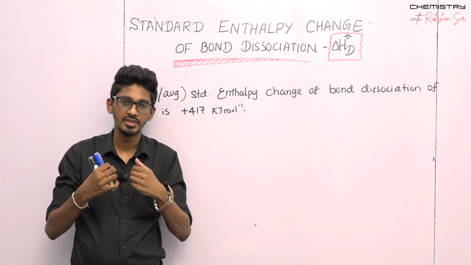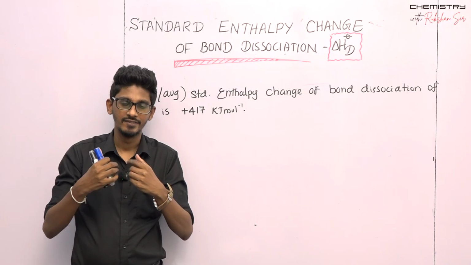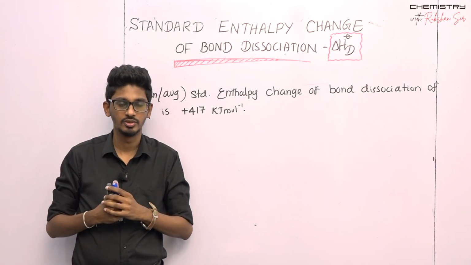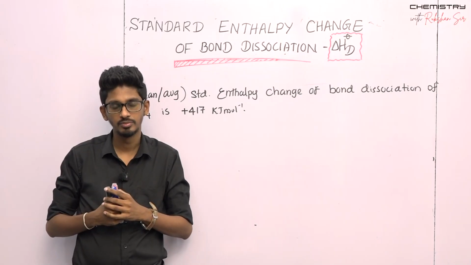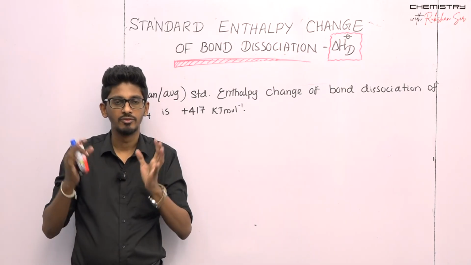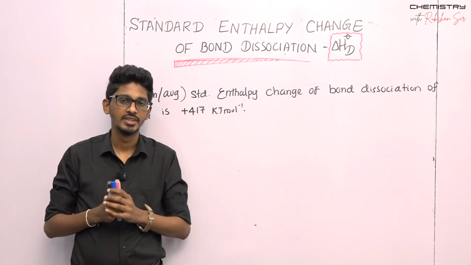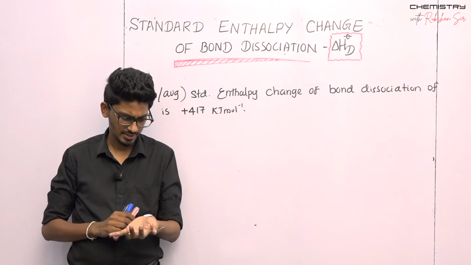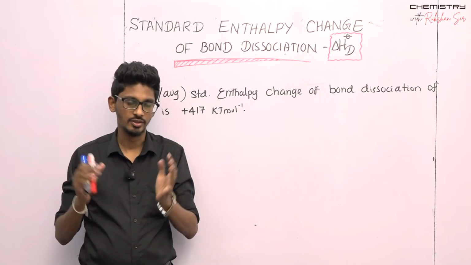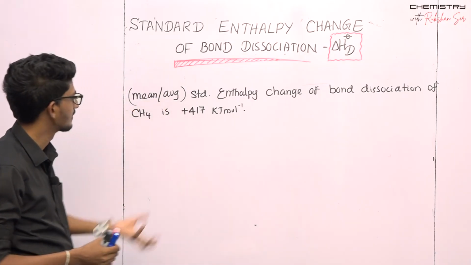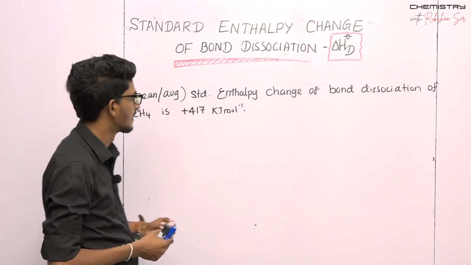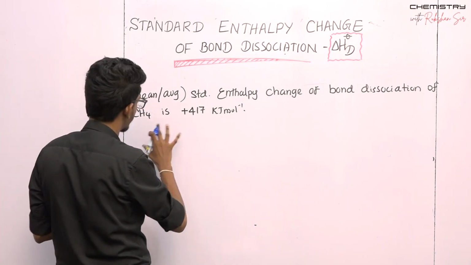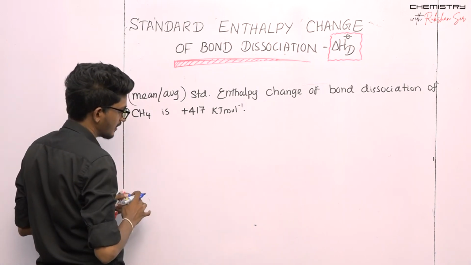When you form the bonds, the energy is released. All the bond formings are exothermic. Delta H value is negative for bond formings, but for bond breakings, it always comes up as a positive value. Okay, let's discuss this. So this is about CH4 bond dissociation.